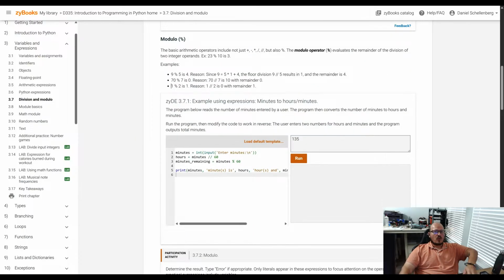Modulo with some breaks in between. The basic arithmetic operators include not just plus, minus, times, division, floor division, but also modulus or modulo. I think that's how you say it, modulo. The modulo operator evaluates the remainder of the division of two integer operands. Example, 23 modulo 10 is 3.